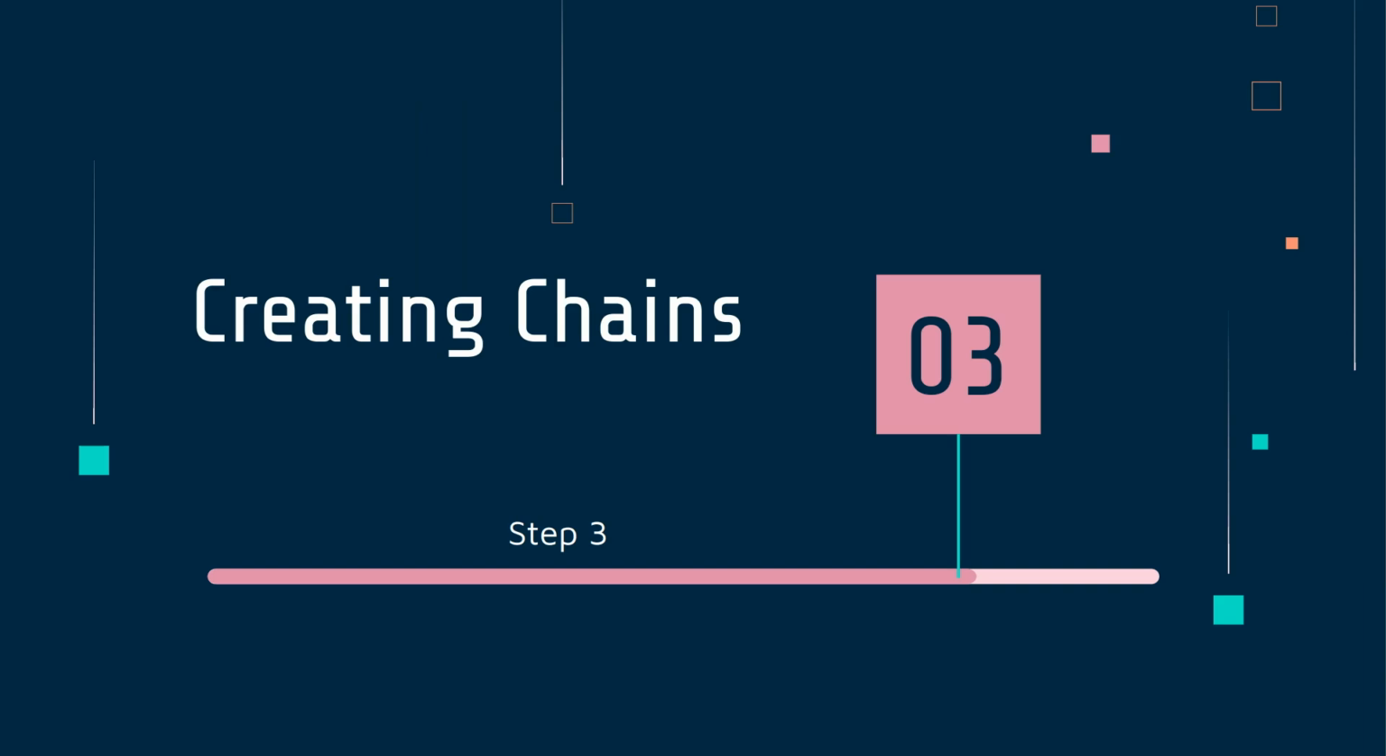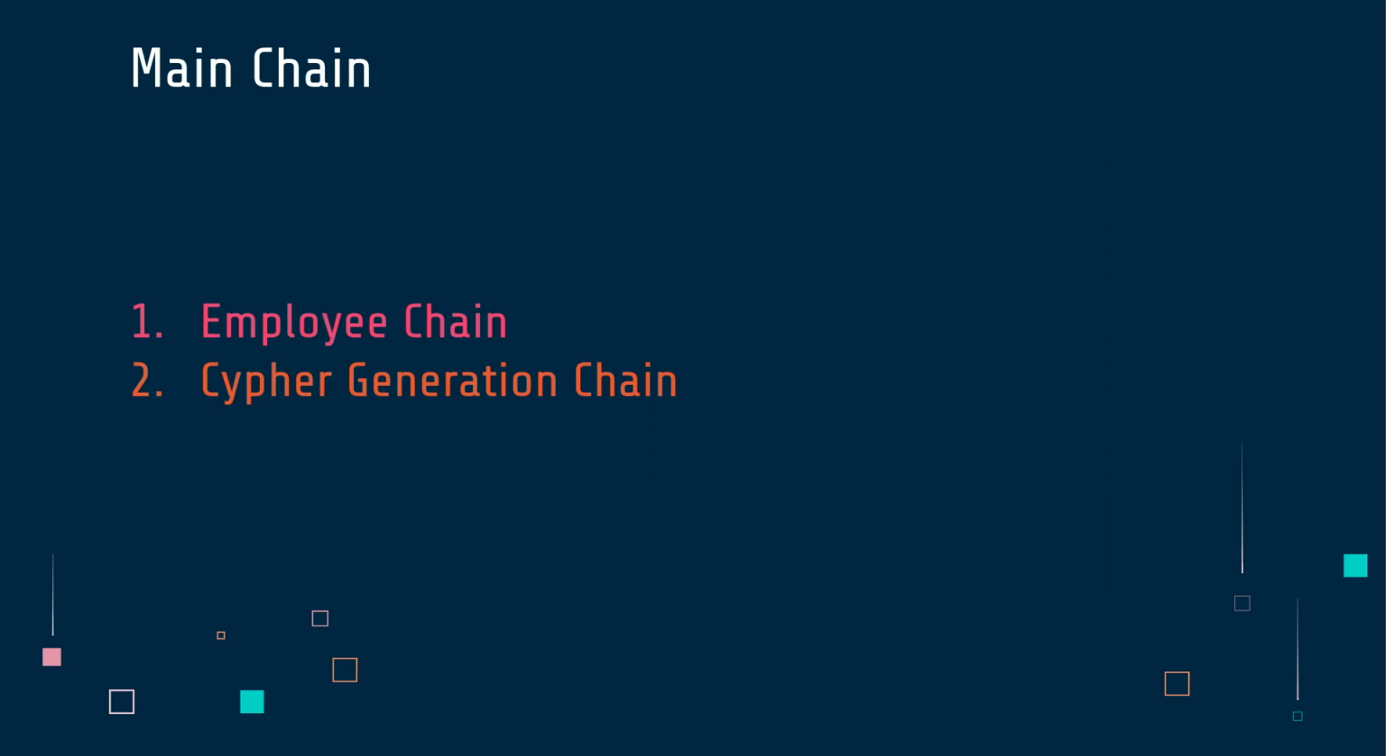Let's move on to creating chains, because I don't want to waste your time. We need to create two main chains, just like we did before: the employee chain and the cipher chain. If you haven't followed this series from the very beginning, you can go back and watch the very first video. The first thing you need to do is create these chains, then use the chains to create tools, and the tools to create agents. We have always had two main chains from the beginning of the series, the employee chain and the cipher chain. So let's go ahead and create these chains.